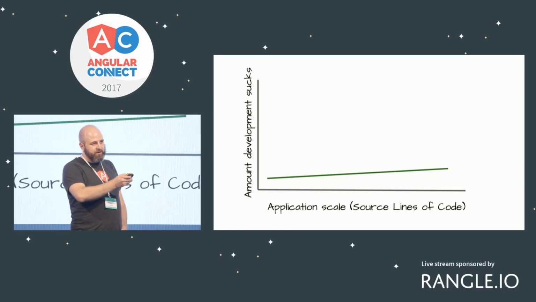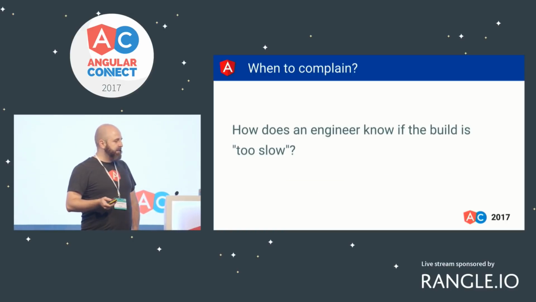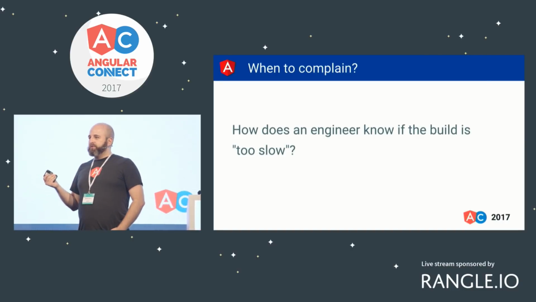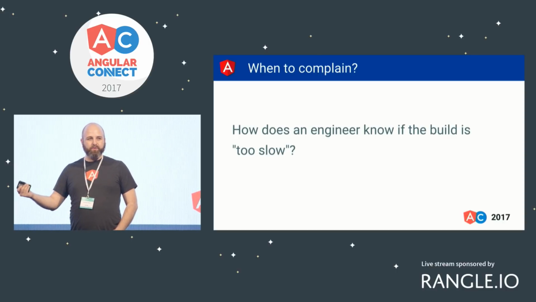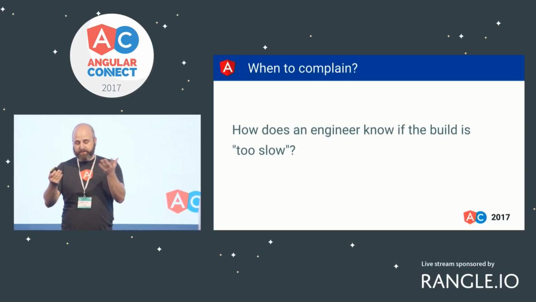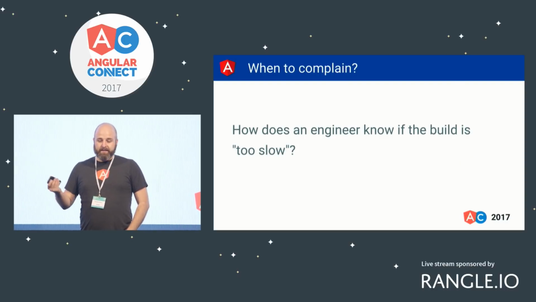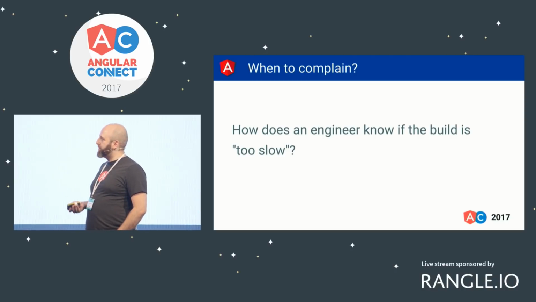We want it to increase, but we want the slope to be small. We want it to be a gradual increase. One main thing to do as we're scaling up is we've got to know when to complain. If we complain too often, nobody's going to listen to us. If we don't complain at all, maybe we really set up our tooling badly. We did the wrong setup, and something really should be complained about. So you have to know what too slow means.